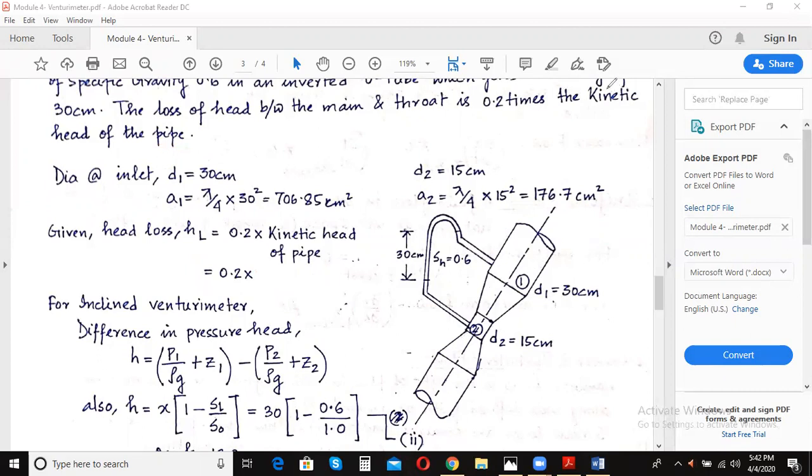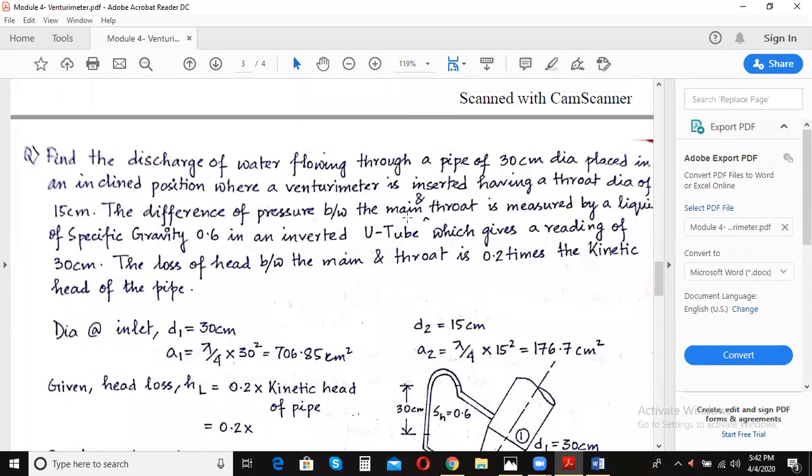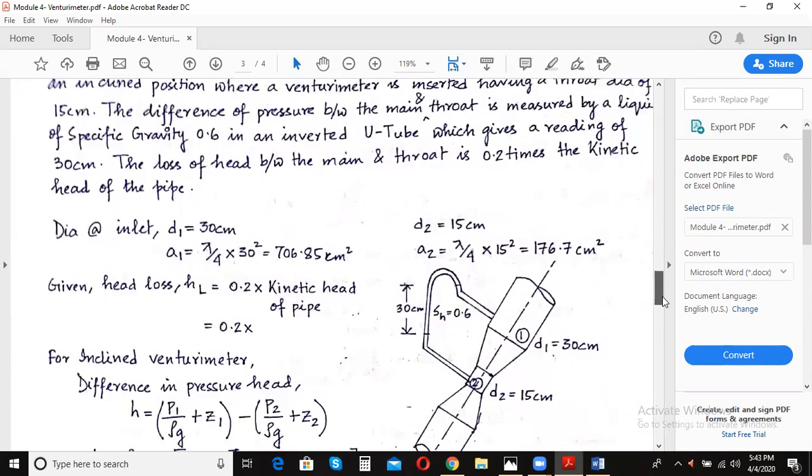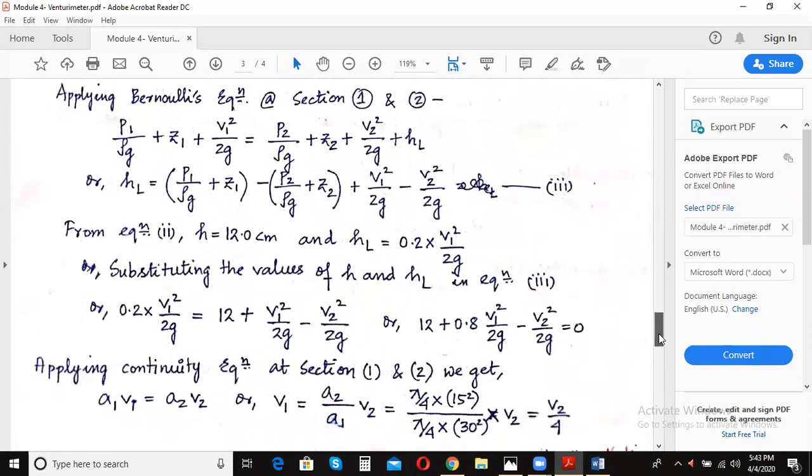Now let us see what the question asks. The question is asking us to calculate the discharge of water flowing through the pipe, right? So in order to calculate the discharge flowing through the pipe, we will first implement the Bernoulli's equation.